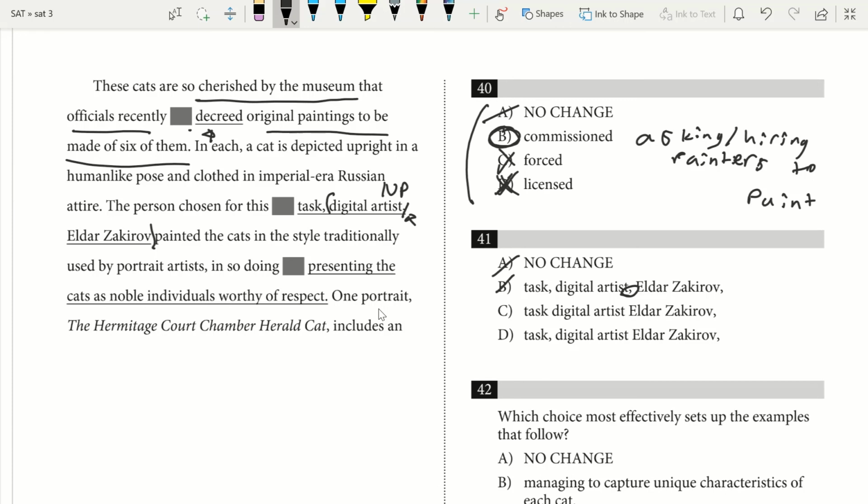And then now, if we look at answer choices C and D, we have to determine if we need a comma after task. And we do, because our noun phrase digital artist Eldar Zakharov acts as an appositive, identifying the person chosen for this task, right? So that means we will need that comma there. Alright.